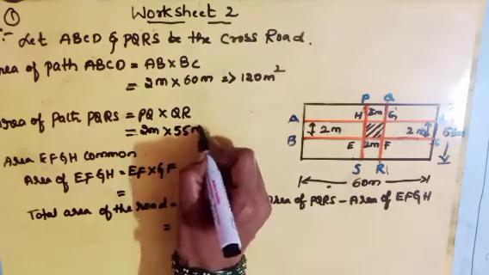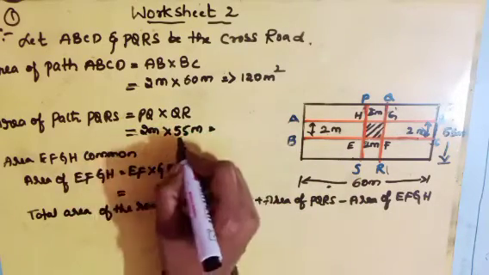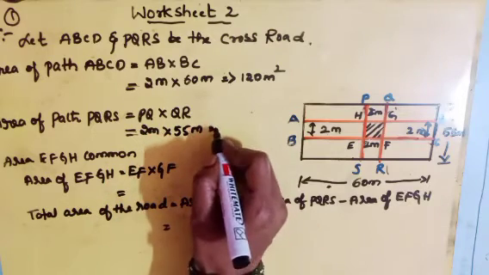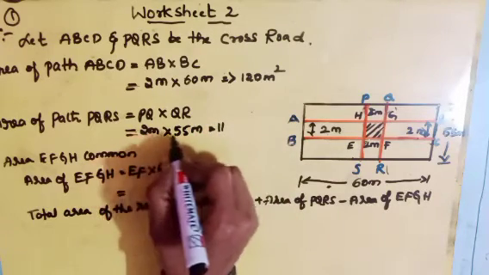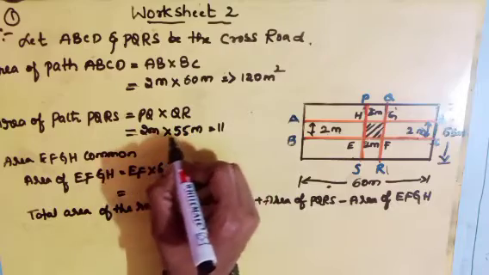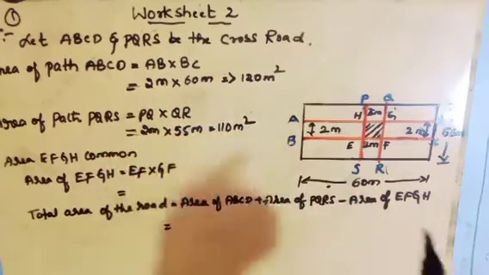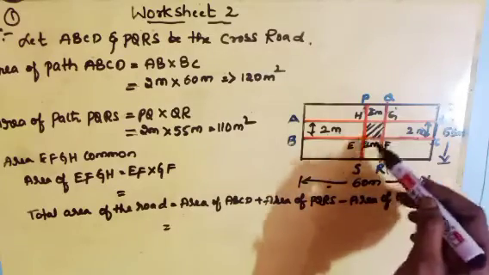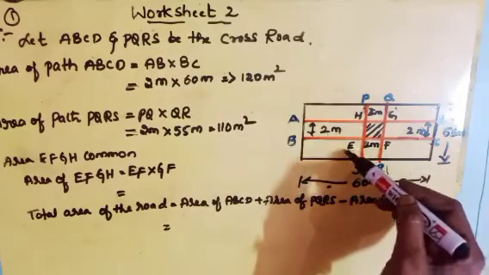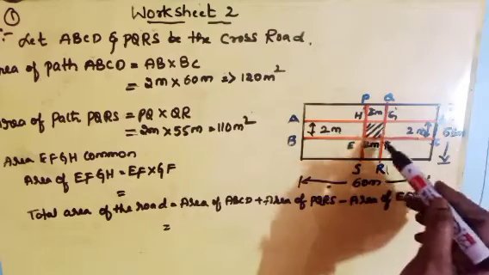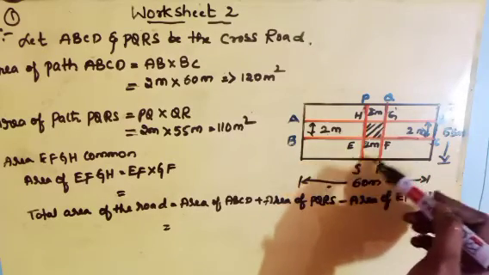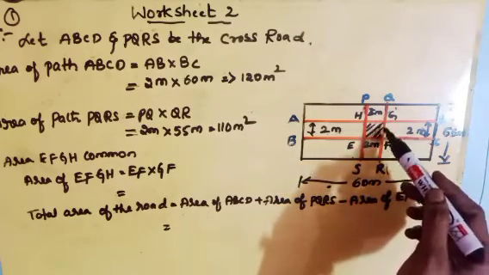55 meter. So when we multiply, what will we get here? 110 meter. 2 into 55. Let us multiply. So we get 110 meter square. Next, this area is common to both the paths. That means EFGH is common to both the paths, and we have to find this area also, which is in the shape of a square.